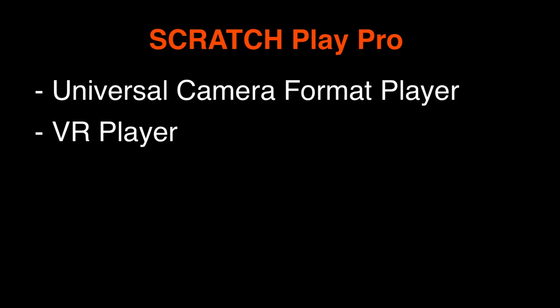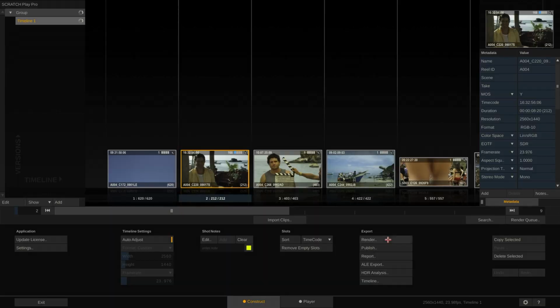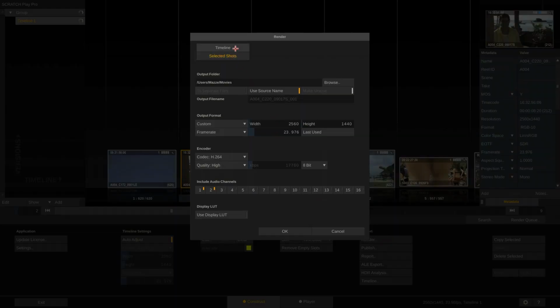Next, and maybe most important, Play Pro is not only a player, but also a transcoder. Again, each and every camera manufacturer has his own little tool for that. But many of them are cumbersome to operate, some do not even feature QC tools, and none of them support ProRes encoding on Windows. Play Pro is one app for all camera formats that allows to transcode to H.265, H.264, up to 8K, which is especially important for VR delivery, and also Apple-licensed ProRes on Windows.